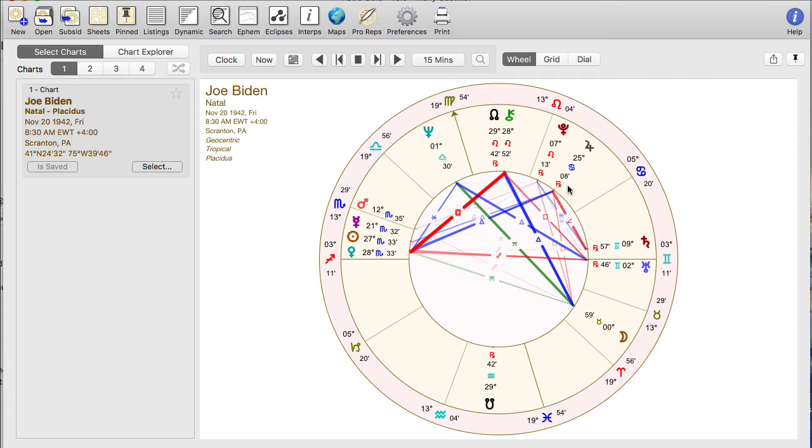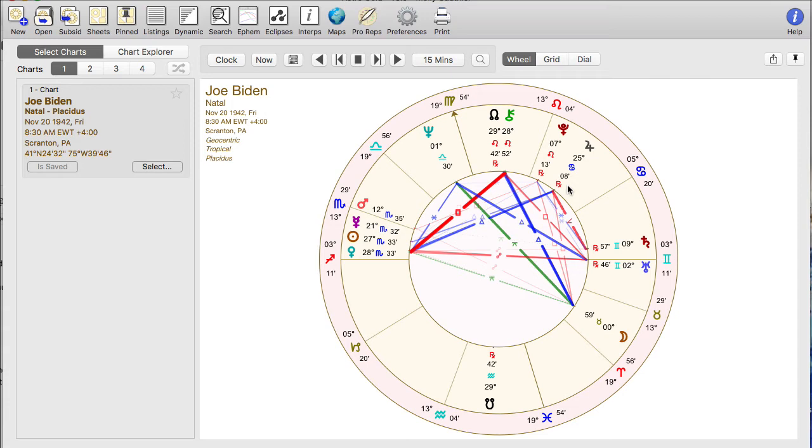So Jupiter is the landlord of the first house, even though Jupiter is not in the first house, because Jupiter rules the sign Sagittarius, and Sag is on the first house cusp. That's how we determine the ruler of a house. So let's do another one. Let's do the house of career.